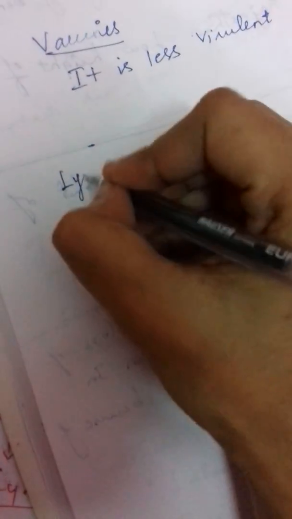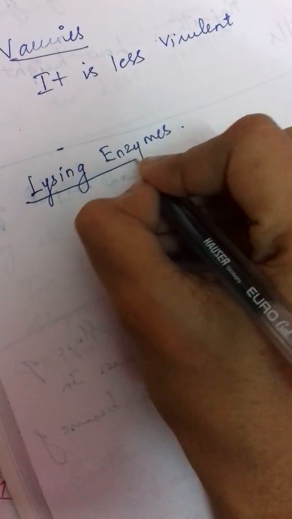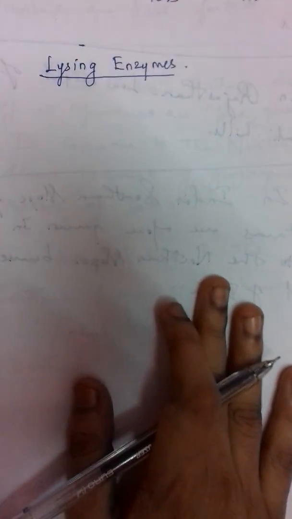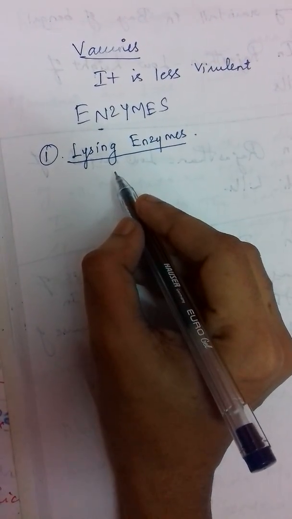First we are going to see about lysing enzymes. What is lysing? Lysing means breaking down or digesting. So we have to break it down and digest it. Under the enzymes topic, first we have to see lysing enzymes.